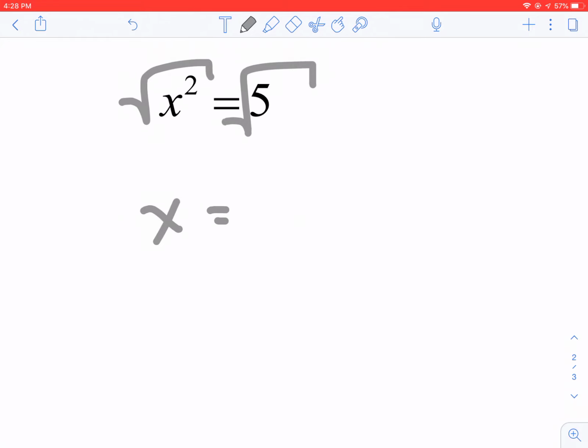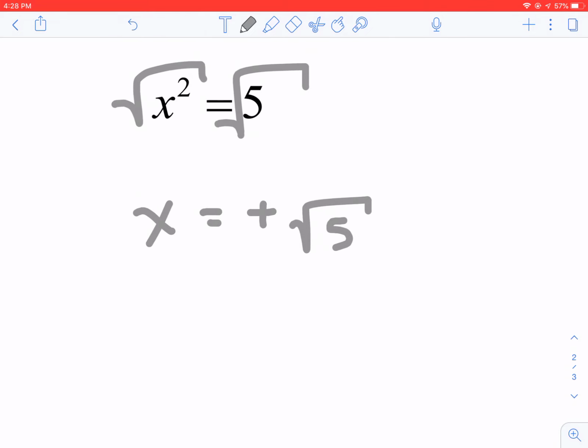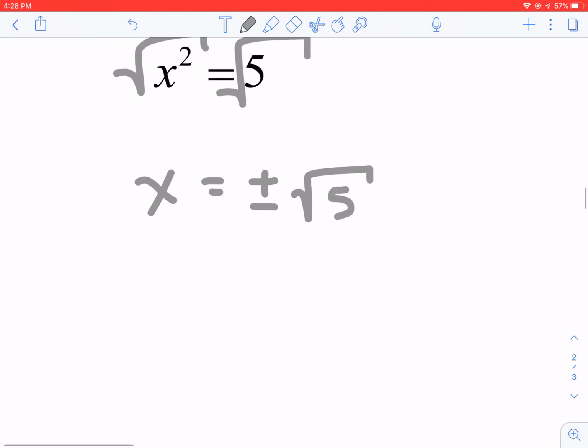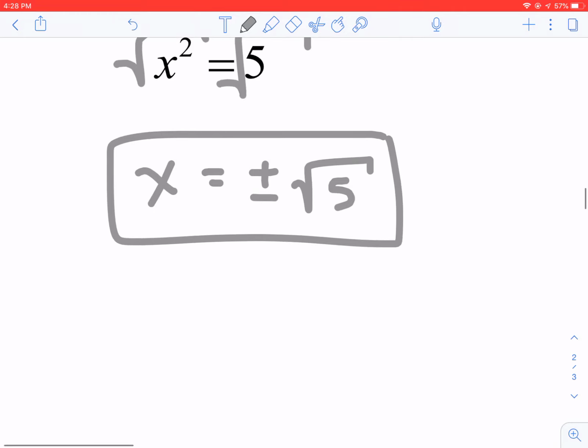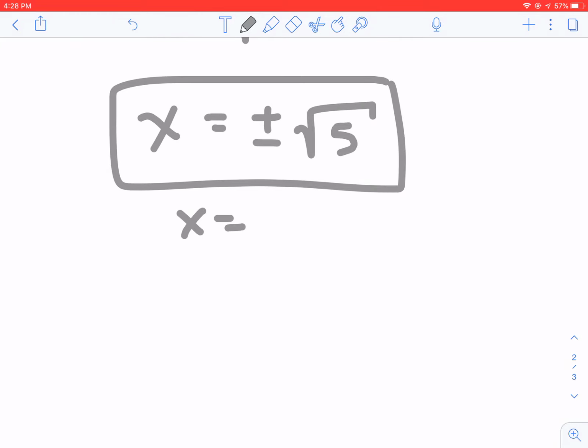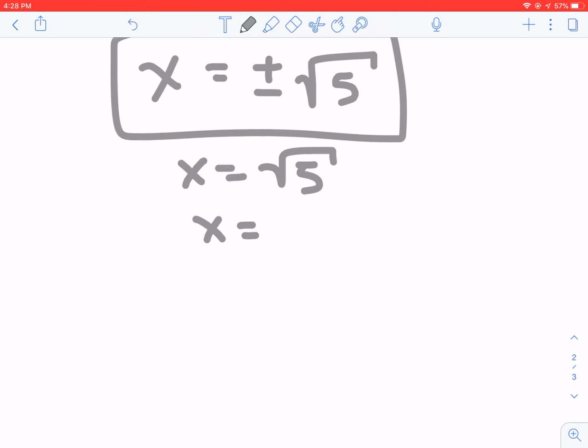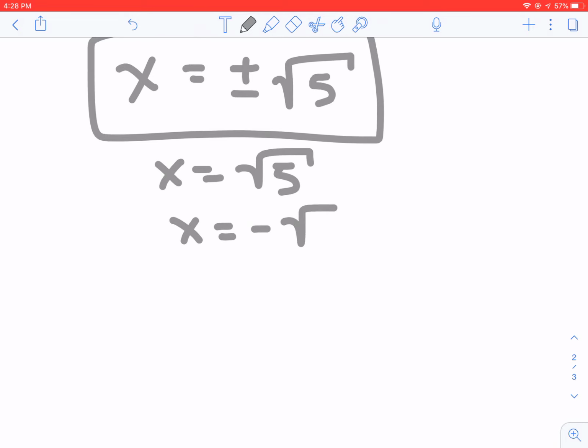When I take the square root of 5, the square root of 5 doesn't simplify. It's not a nice number, it's not a perfect square. So I just leave it as the square root of 5, but don't forget I need a plus or minus. And that is my answer. Again, this means x is both positive square root of 5, and x is also negative square root of 5.